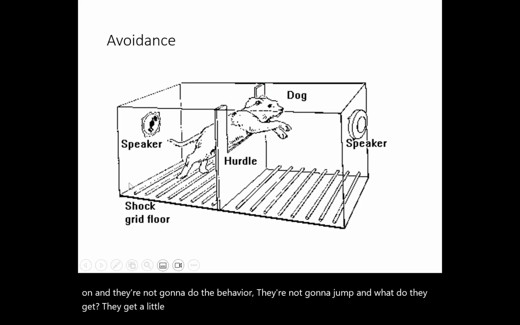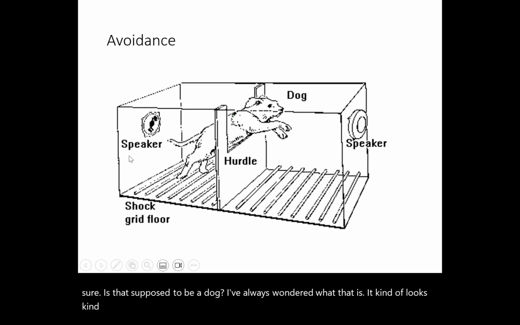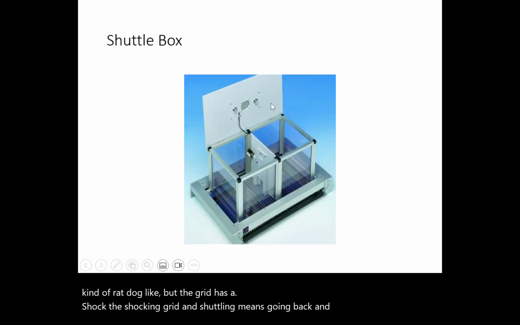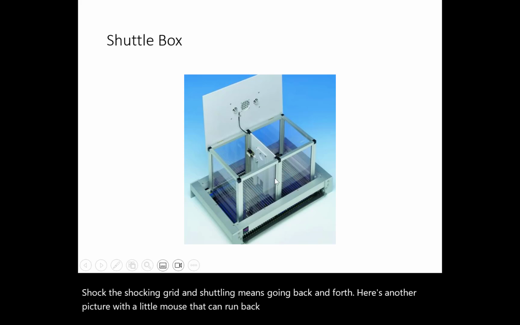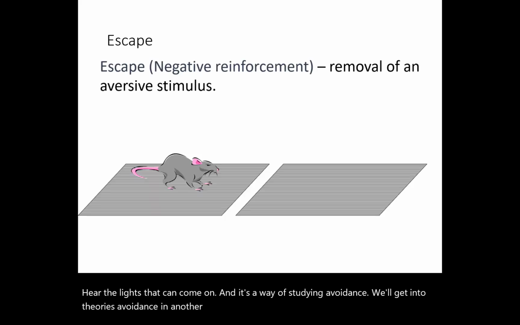So this is a picture of a shuttle box that can be used. I'm not sure, is that supposed to be a dog? I've always wondered what that is. It kind of looks rat dog-like. But the grid has a shocking grid, and shuttling means going back and forth. Here's another picture with a little mouse that can run back and forth through this little tunnel. Here are the lights that can come on, and it's a way of studying avoidance. We'll get into theories of avoidance in another lecture.